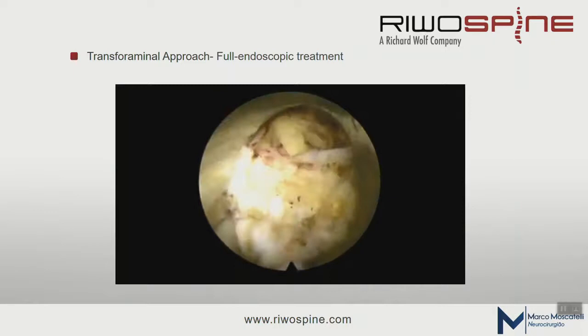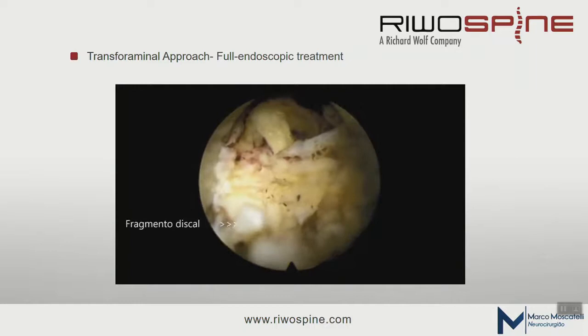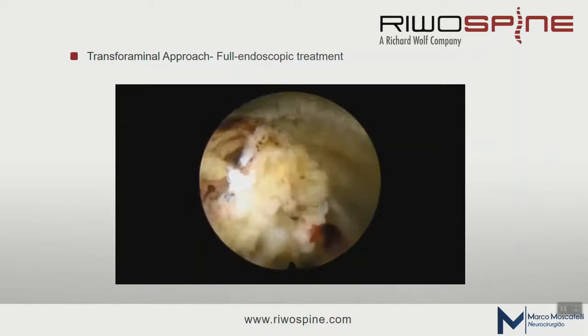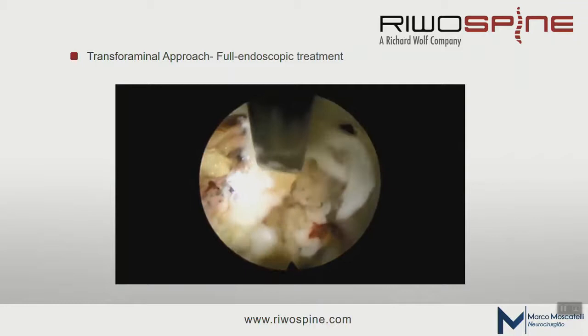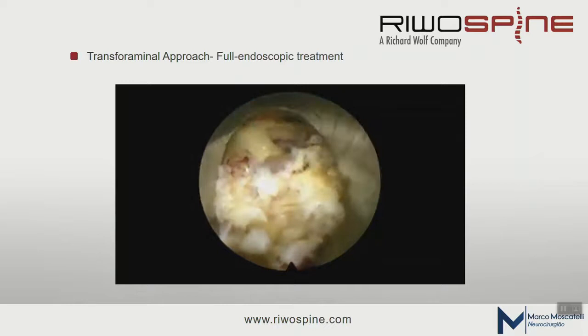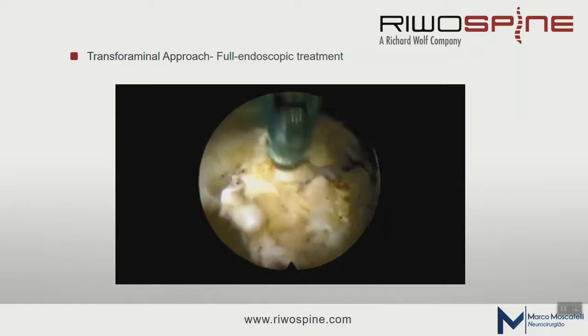With tip control, we burn the soft tissues, and here we can see the free fragment, the fragment of the disc. We rotate the optics to better visualize the tip of the scissors and open the PLL safely. At 12 o'clock the clear space, at 6 o'clock the disc, and with tip control we burn to retract the ligament and expose the neural structures and the disc better. Here the free fragment.